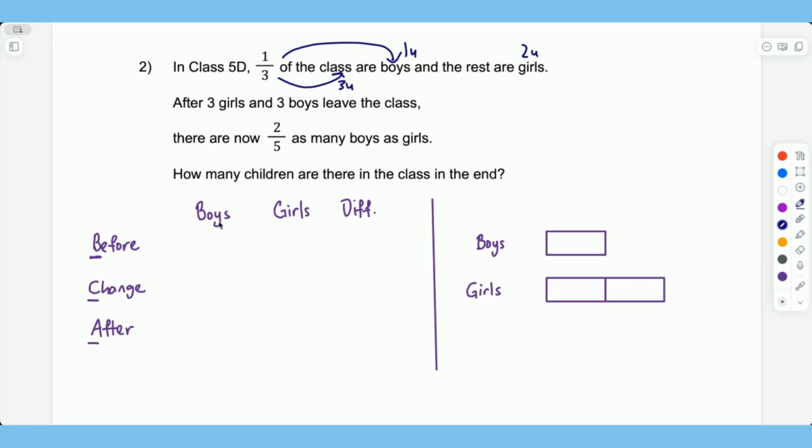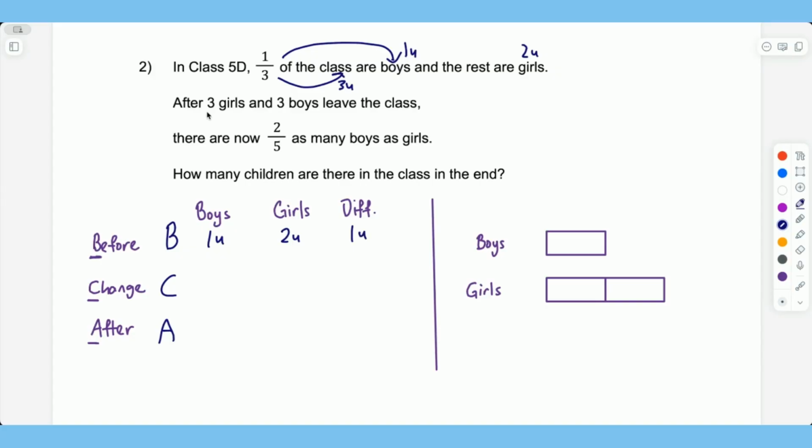So again, we set up this frame, and then we can just put B, C, A to represent before, change, and after. So let's put down the units for before. That means before the change. That will be 1 unit for boys, 2 units for girls, and the difference is 1 unit. Okay, and then I have set up this model here for us to visualize it.